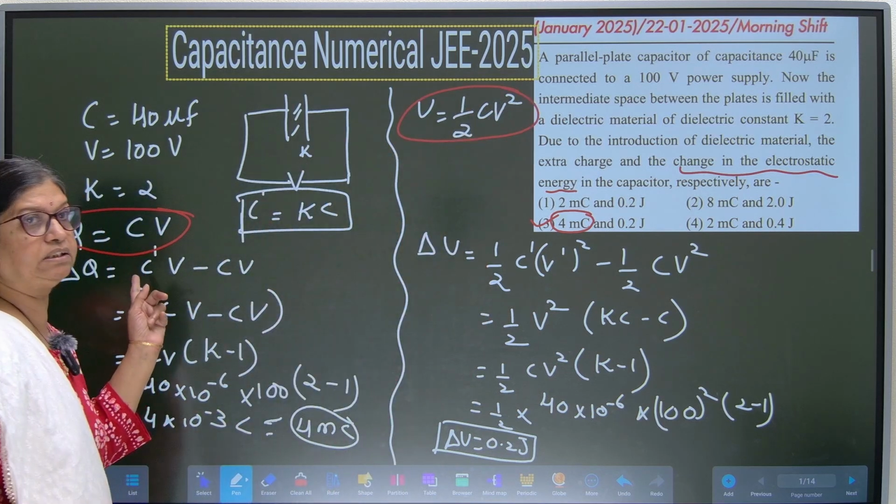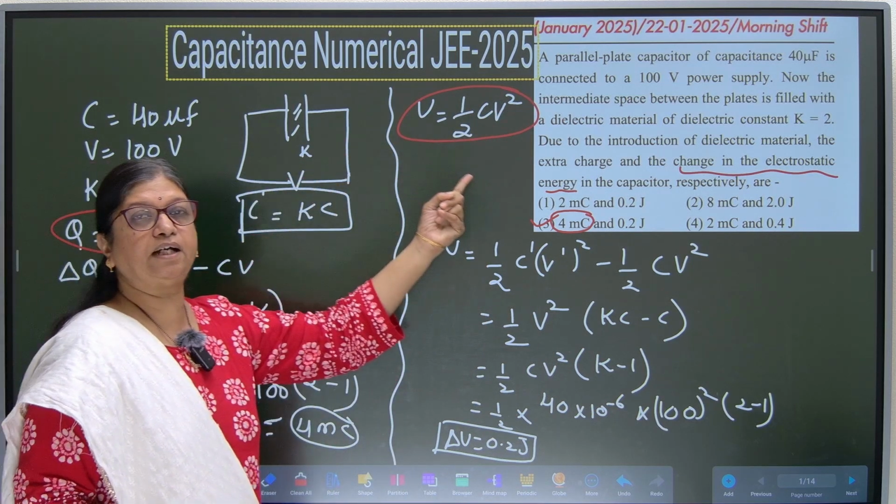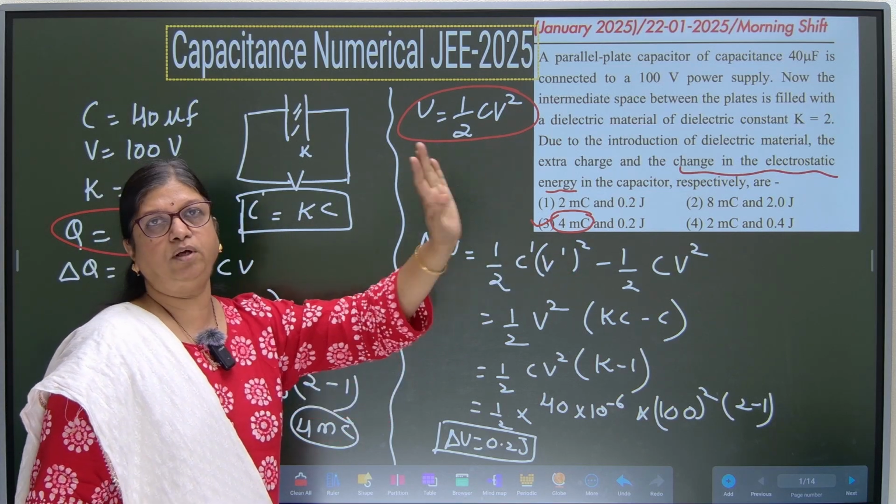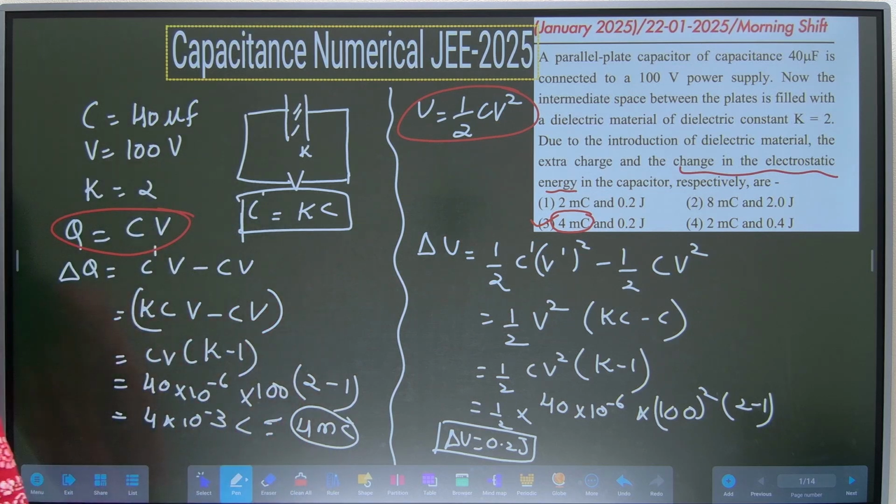They have asked you change in the charge, so change in the charge. They have asked you change in the stored energy, so change in the stored energy: new minus old. Fine. So take a picture of the solved question of JEE 2025 and relate it to the theory formulas you have learnt. That is very important. Any question can be solved with the theory you know. Remember that. So stick to the basic formulas.